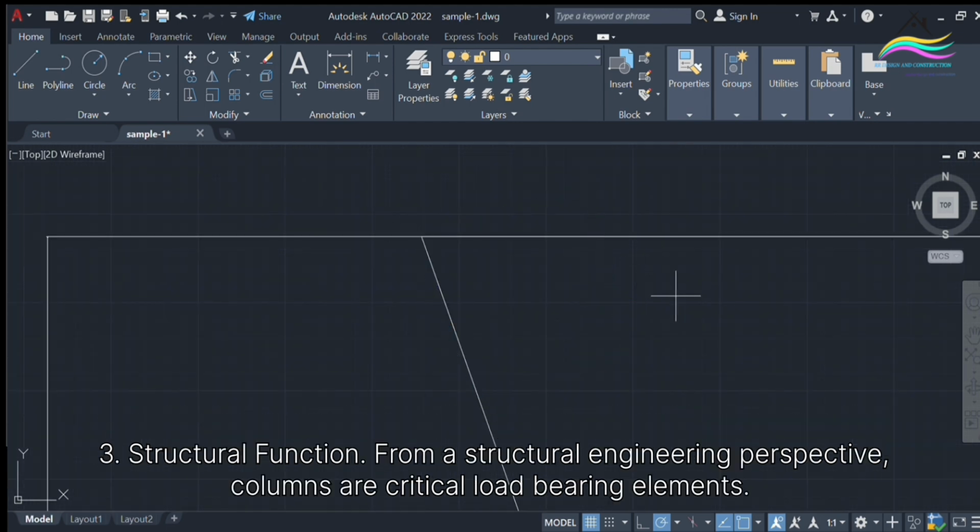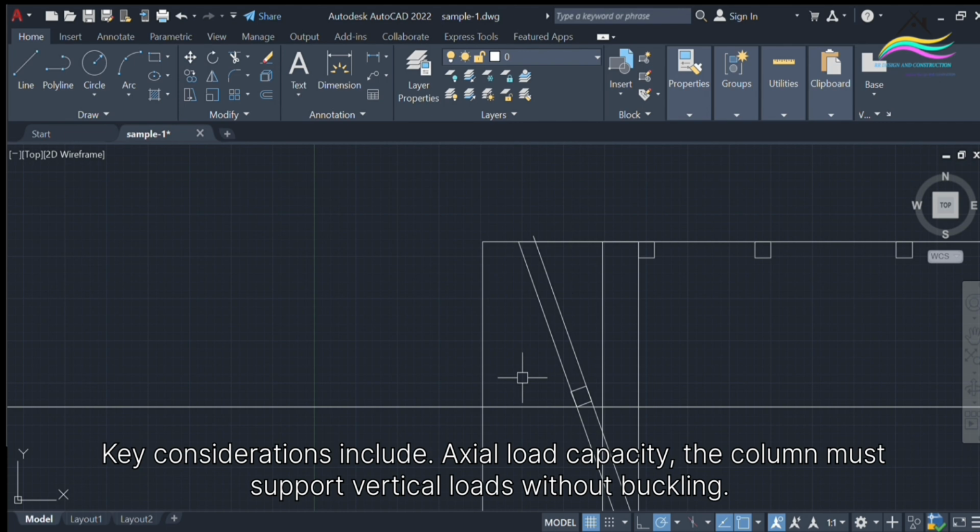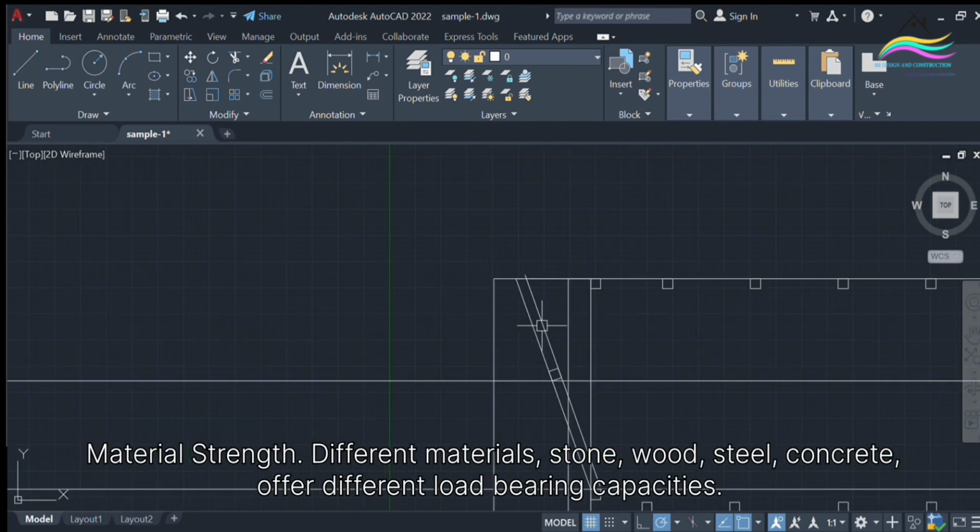3. Structural function. From a structural engineering perspective, columns are critical load-bearing elements. Key considerations include axial load capacity. The column must support vertical loads without buckling.